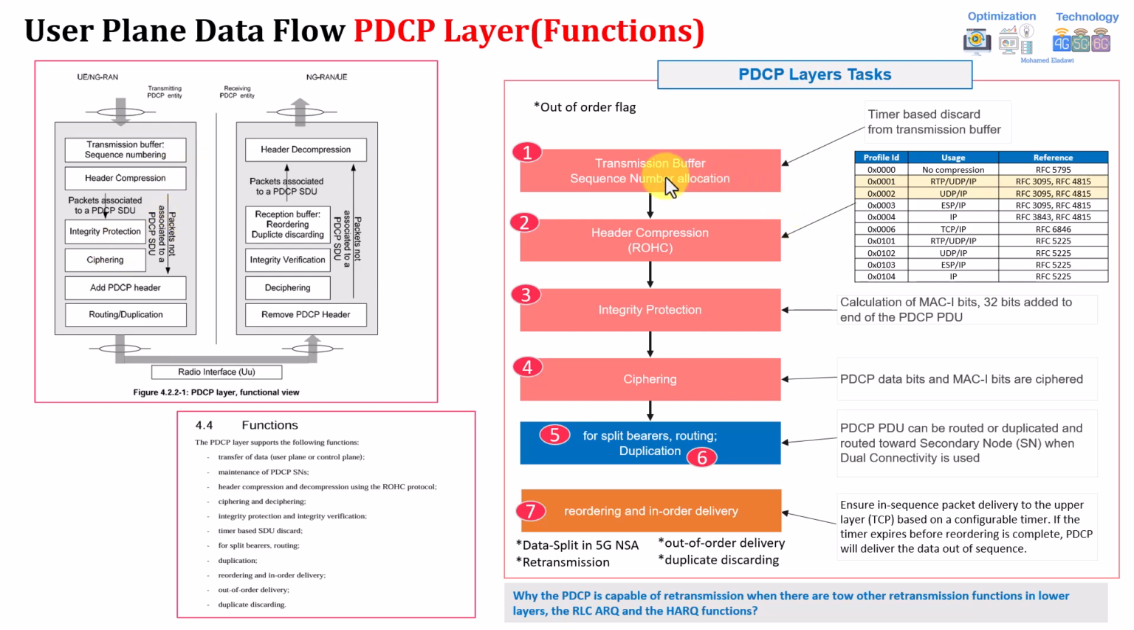And there is something called transmission buffer. Once the packet arrives to the PDCP buffer, it will start a related timer called a discard timer. We'll be discussing that part in detail in the next slides, but this is just the first thing that the PDCP will do.